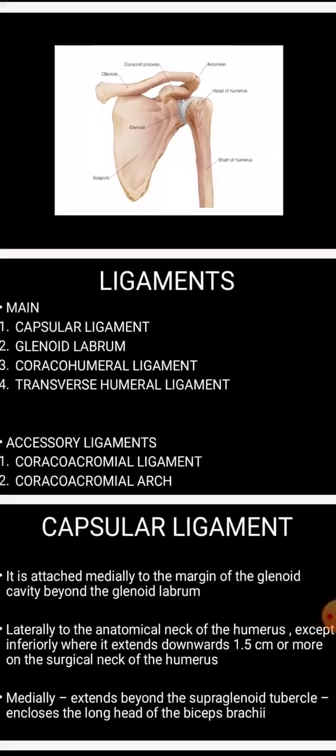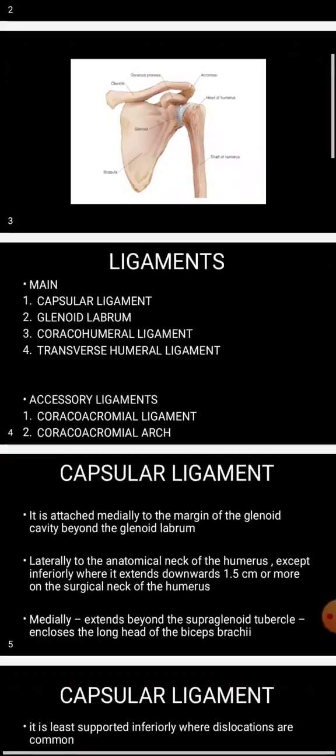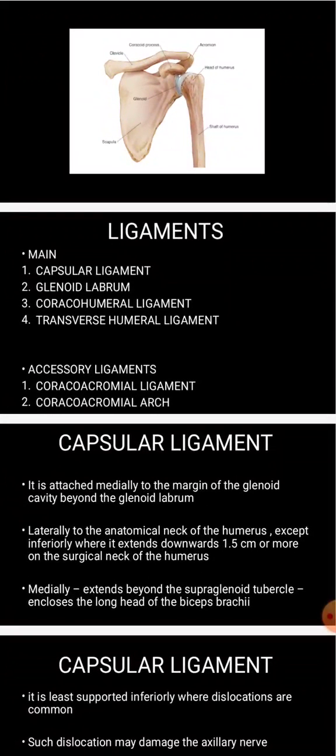These are the coracoacromial ligament and the coracoacromial arch. Now coming to the capsular ligament. Whenever you are writing about the shoulder joint or any joint, you should explain a bit about the ligaments also, then only the question will be complete. Now the shoulder joint's capsule is attached medially to the margin of the glenoid cavity beyond the glenoid labrum. Now this is a commonly asked question in viva also.